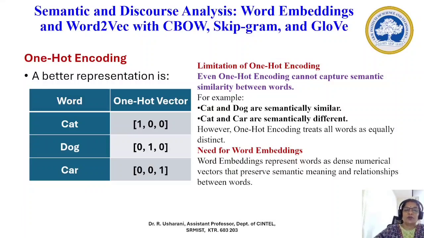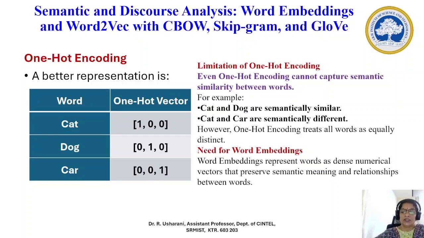Even if we are using one-hot encoding, it cannot capture semantic similarity between words. Consider the example. Cat and dog are semantically similar, which means animals. Cat and car are semantically different. So here, one-hot encoding treats all words as equally distinct. So we need another approach, which is word embeddings. It represents words as dense numerical vectors that preserve semantic meaning and relationships between words.